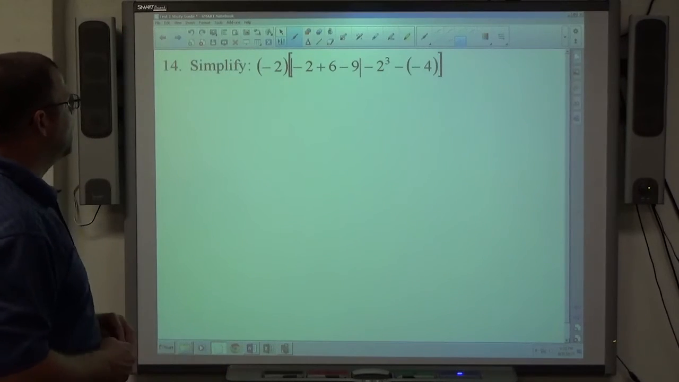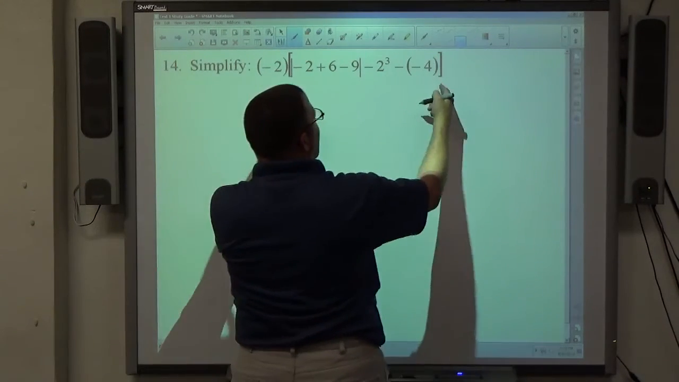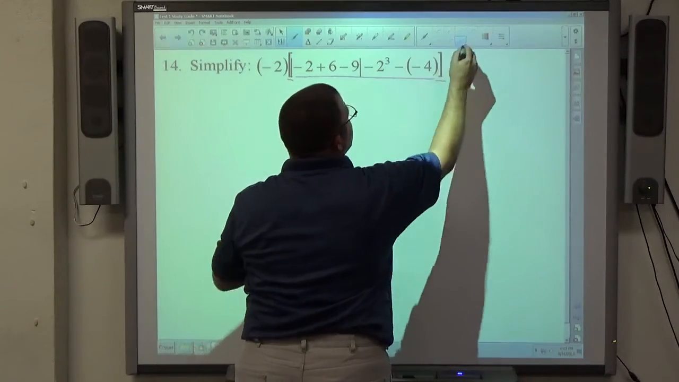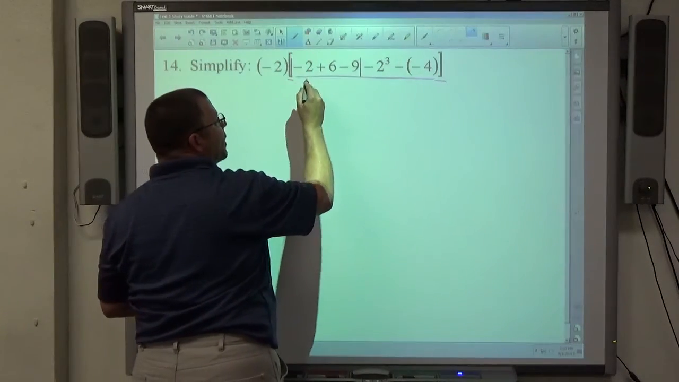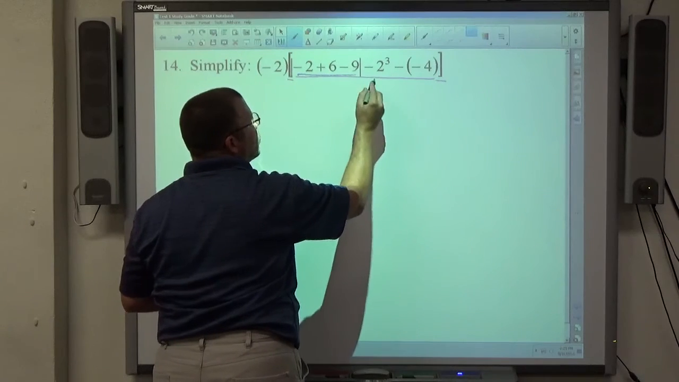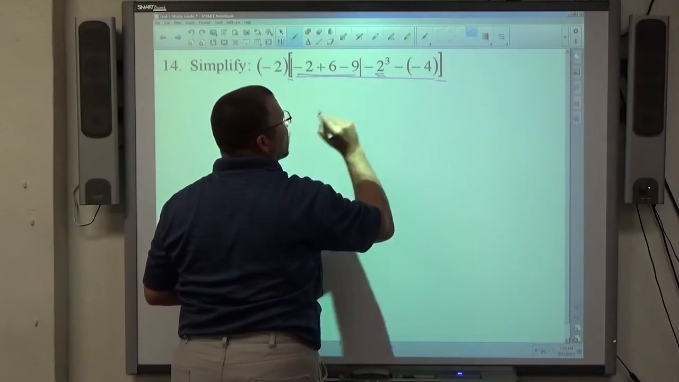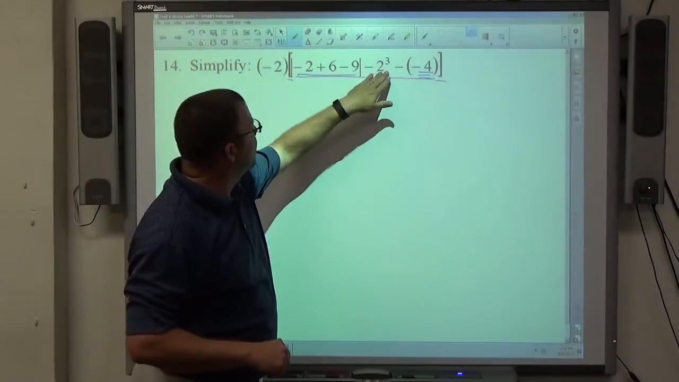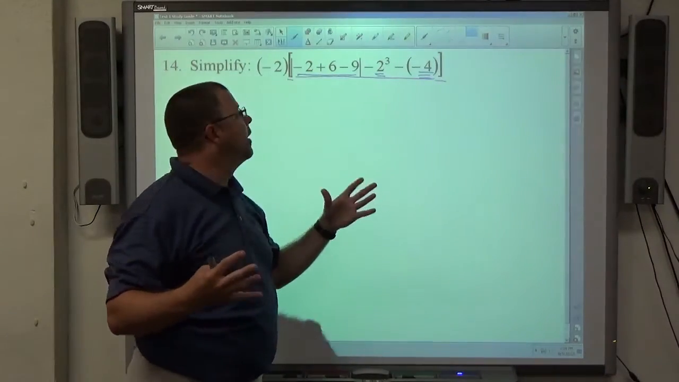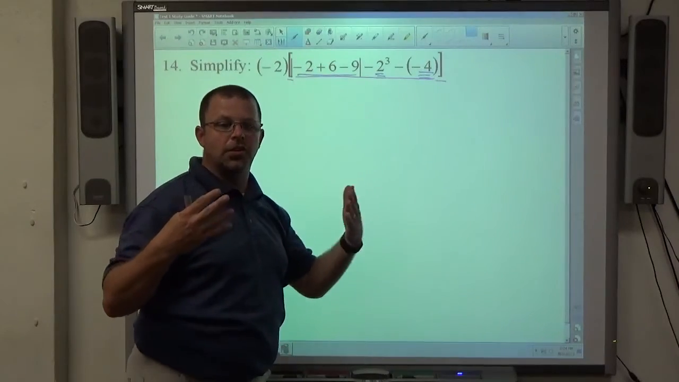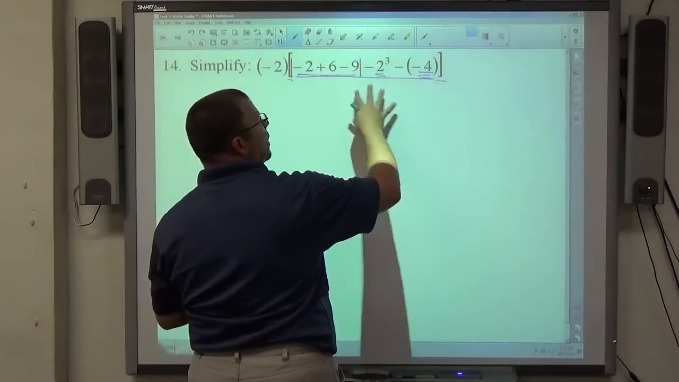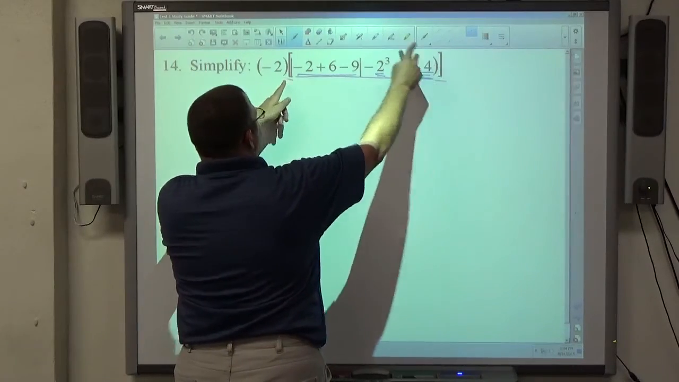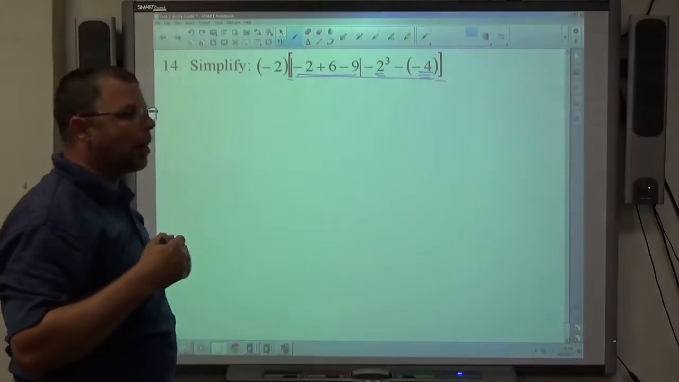Number 14, we've got these brackets here, which encase this entire expression. Inside the brackets, we have this absolute value expression minus this power expression minus this negative number. So this and this and this are dealt with individually. Then I add or subtract, again making decisions based on signs, and get a single number in here. That result multiplies then by negative 2. That's the order that I would do this in.